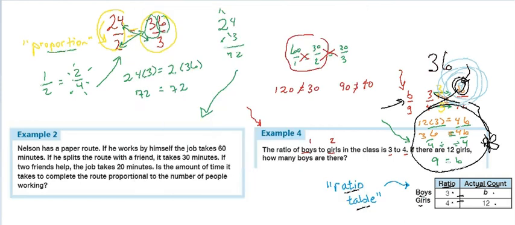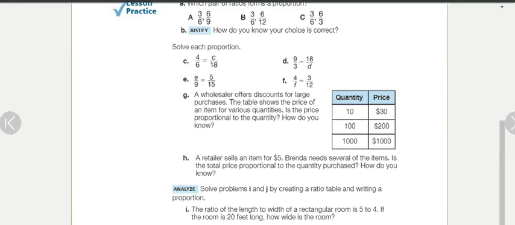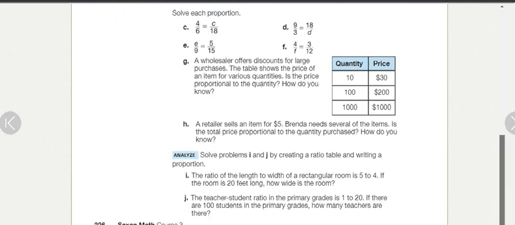Why don't you try one from each of these? So do either A or B. C through H, pick one, and do I or J.